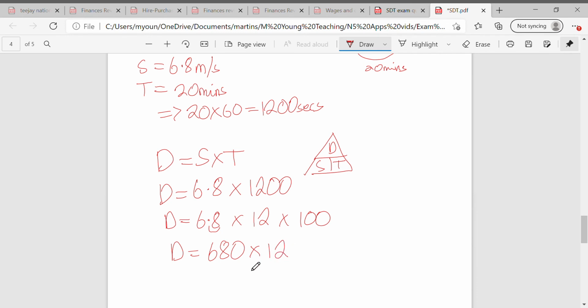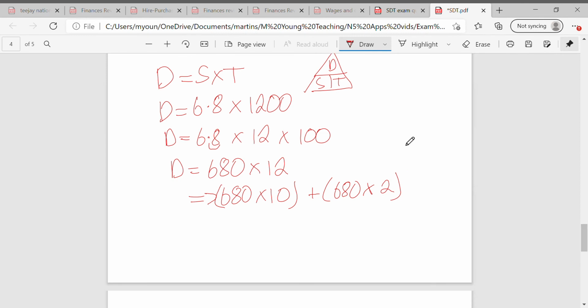And now at this stage, that would be the same as doing 680 times 10 plus 680 times 2, and then adding them together. Or, what might be easier, I'll just set out a sum. So 680 times 12, hopefully I can fit all this in.